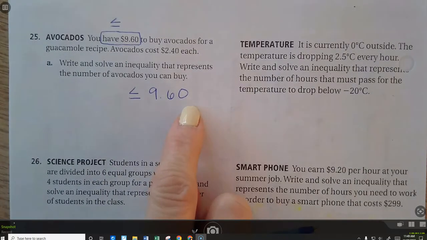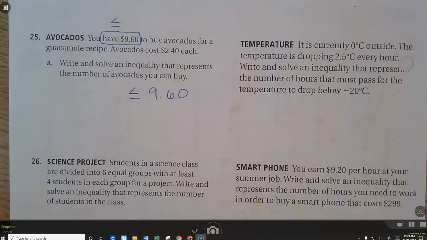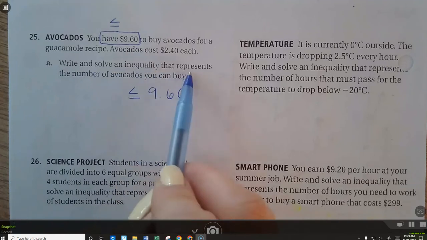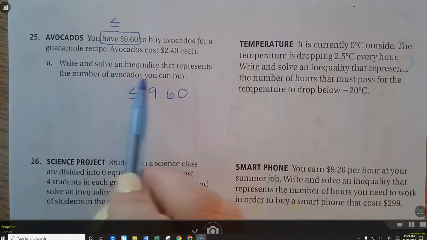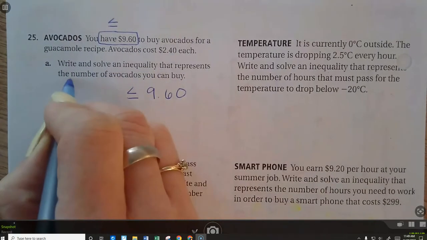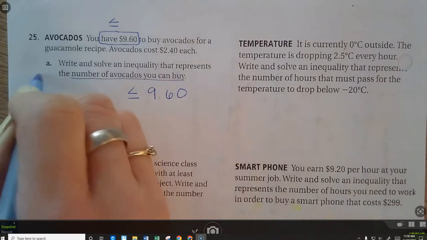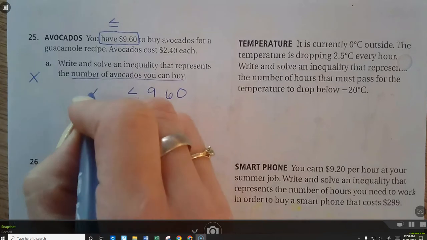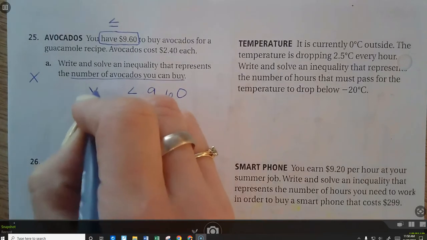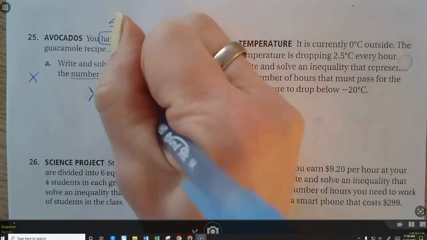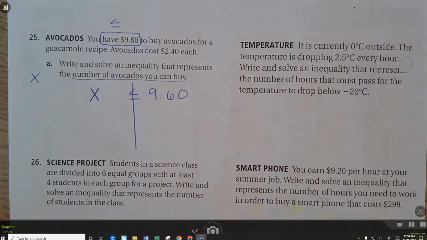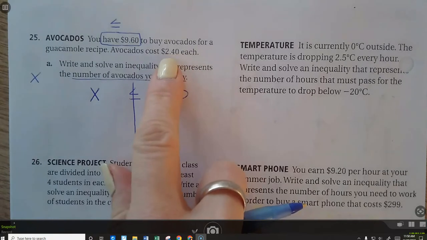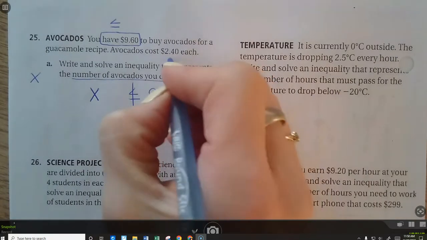All right. And then I'm looking for, I'm going to read it again. Write and solve an inequality that represents the number of avocados you can buy. Remember, whatever they're asking you for, that's your X. So, write down an X somewhere over here. X goes on the left of your inequality sign, right? Left of the line. The number of avocados you can buy, and each one is $2.40.